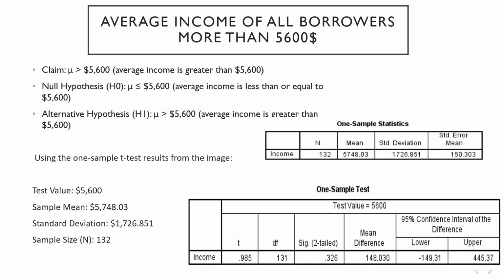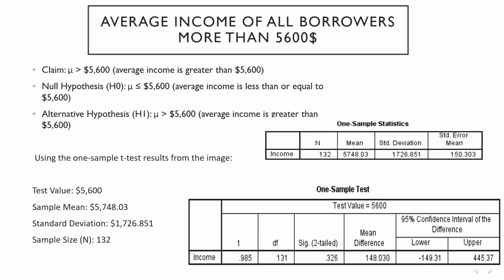Average income of all borrowers more than $5,600. We need to test that the average income is more than $5,600. Null hypothesis, average income is less than or equal to $5,600. Hypothesis 1, average income is greater than $5,600.